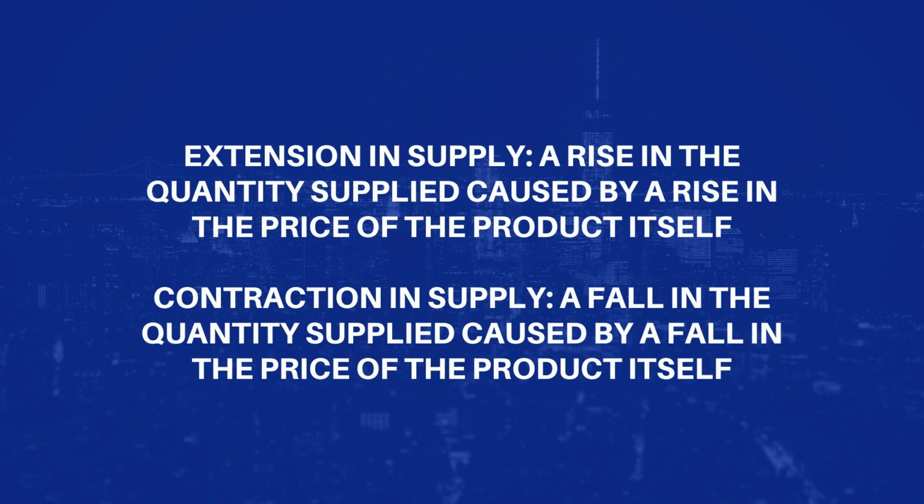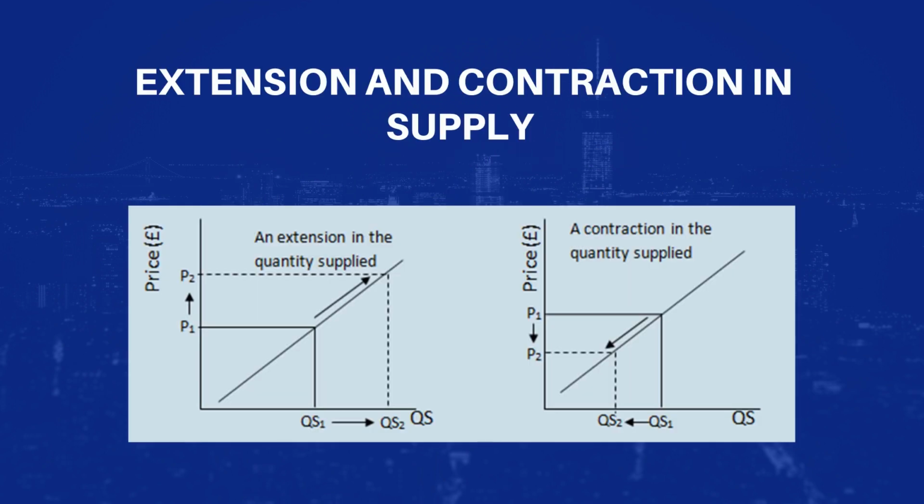Contraction in supply is a fall in the quantity supplied caused by a fall in the price of the product itself. When the price falls, as a seller, you will be less willing to make a product because it doesn't give you enough profit. So you will move to a product that gives you more profit. In contraction in supply, you do not get enough profit, or the buyers are not ready to pay enough price for you. So you are going to decrease the quantity supplied.